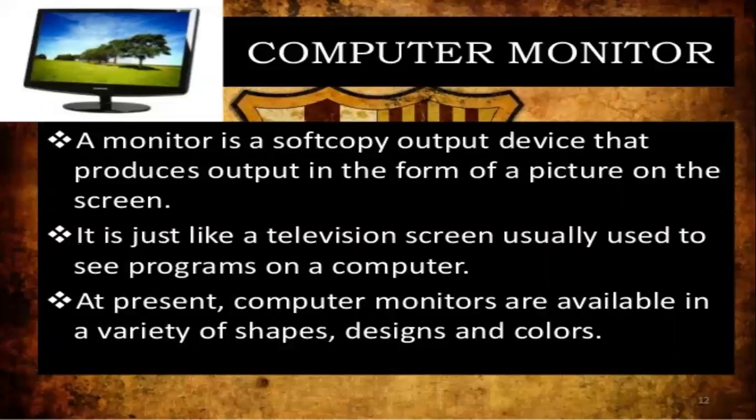Take an example: in the input you have given a plus b, where a value is 10 and b value is 10, so you know the value should come as 20. You give the input with the help of the keyboard, 10 plus 10, and the result should be 20. So you have given the instruction to the system with the help of your input devices, but we need to see the output. At that time the monitor will help us as an output device by which we can see our answers. It is just like a television screen, usually used to see the programs on a computer.